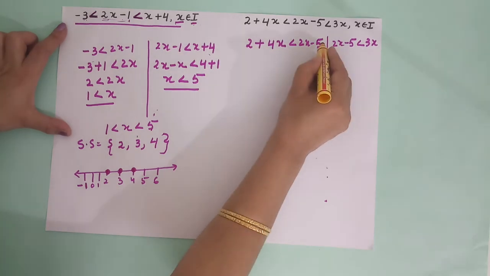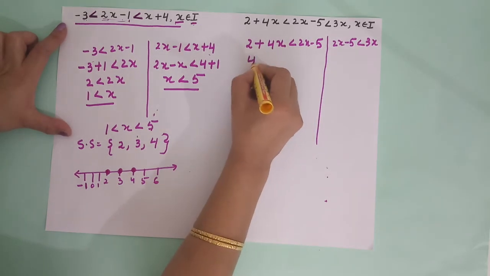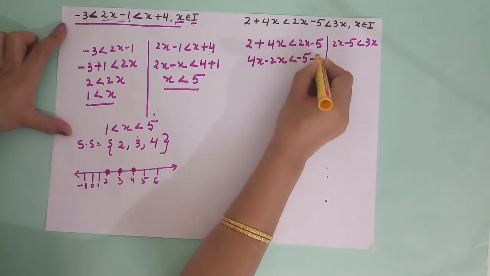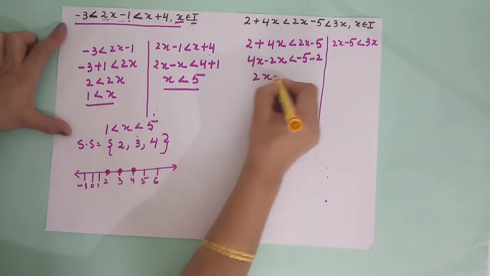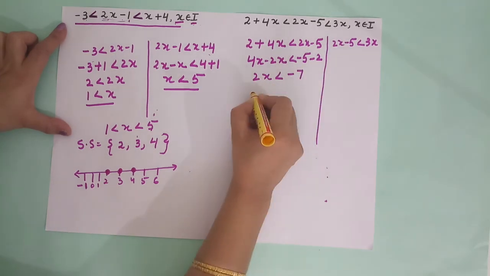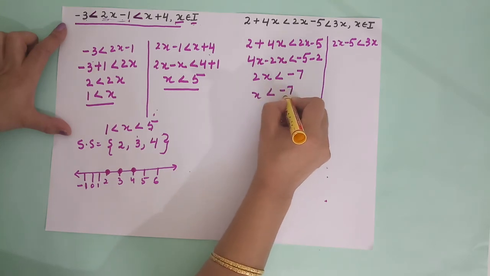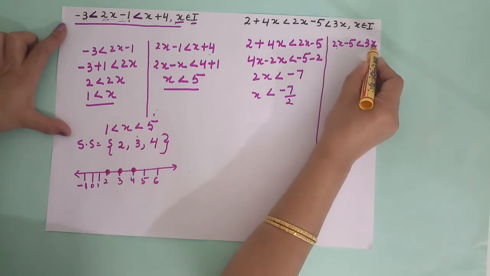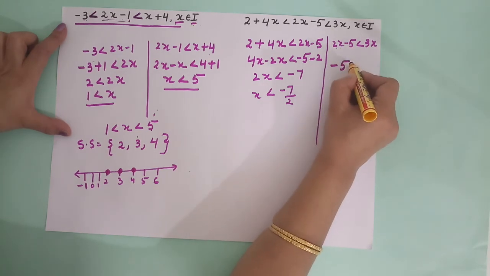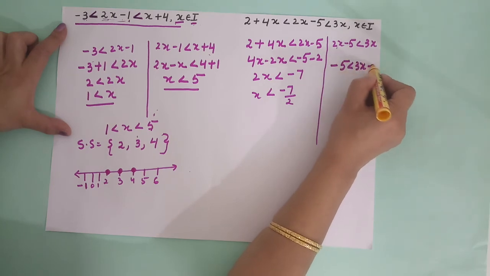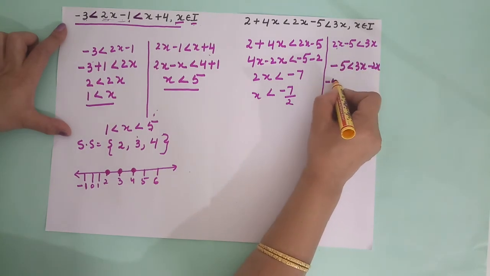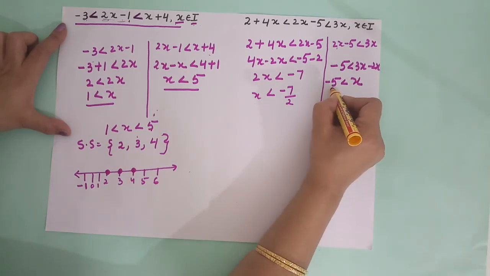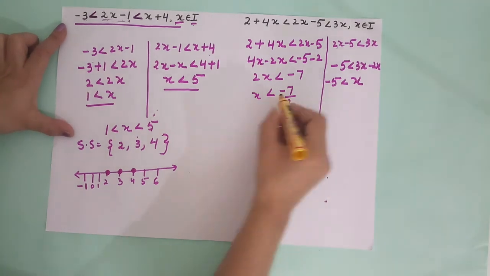So shift this 2 to this side and this 2x to this side, which will make it 4x minus 2x is less than minus 5 minus 2. So 2x is less than minus 7. So x is less than minus 7 by 2. Let me leave it there only. Go to this part. Shift this 2x to this side. Here I am left with minus 5 is less than 3x minus 2x. So minus 5 is less than x. Right? Now minus 5 is less than x is less than minus 7 by 2.